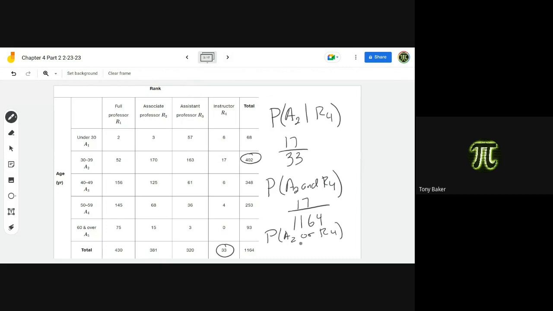So 418? 402 plus 33 was 435, like you said. Yep, minus 17, you get 418. Okay. And then that would be out of the 1164. So we're looking at the exact same two things, but how the question's worded and how they're looking for it changes the answer quite a bit.